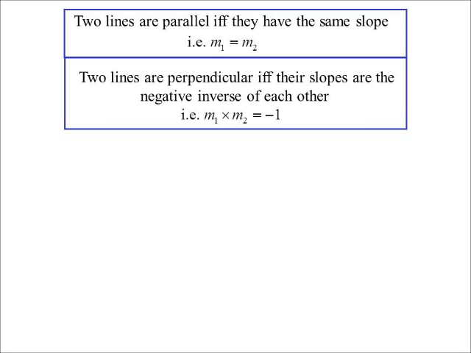Perpendicular, again, it is an if and only if condition. So negative inverse, or another way of thinking about that is they multiply together to give -1, the two slopes.